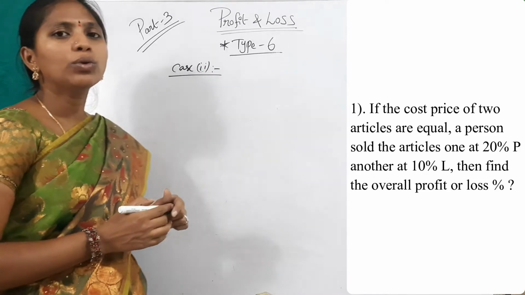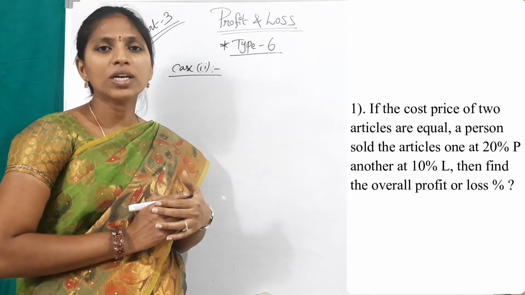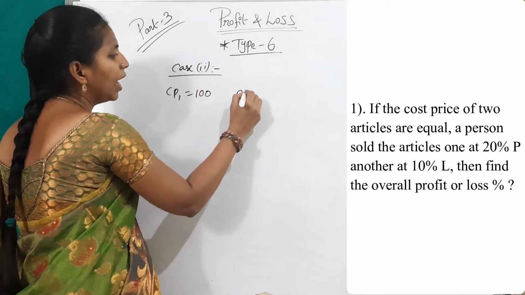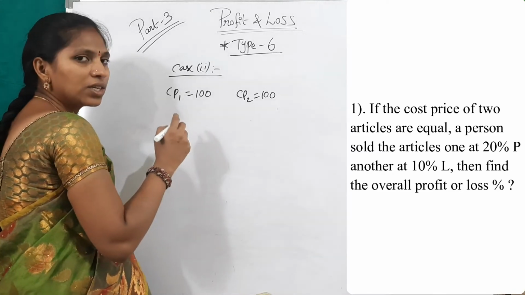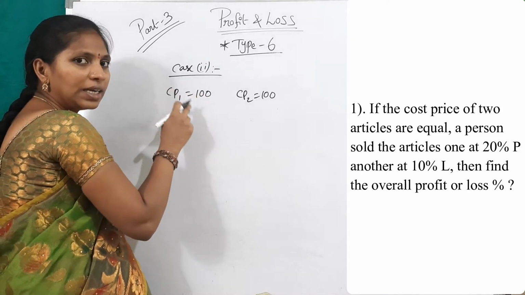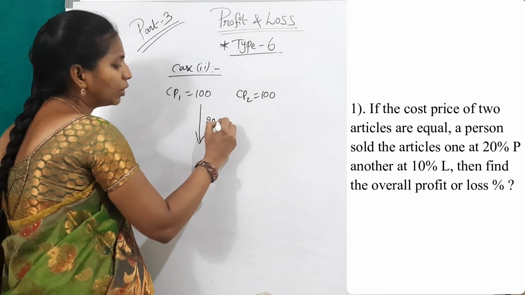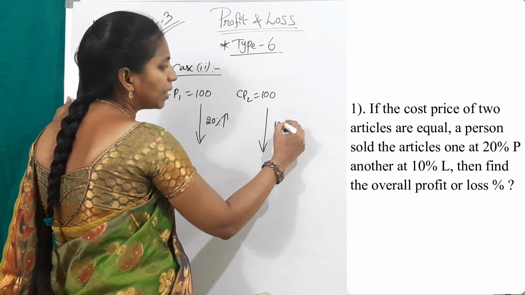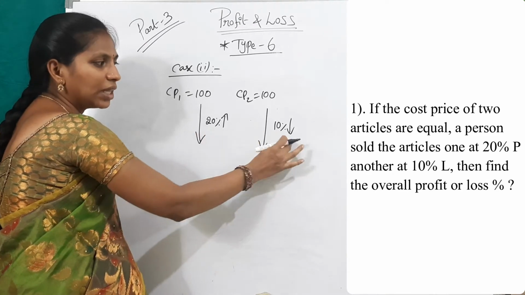Case 2 is if 2 articles are purchased for the same value, meaning cost prices are equal. Suppose CP1 equals 100 and CP2 equals 100, the same, and profit percentage is different from loss percentage. Meaning here the first article is sold at a profit of 20%, and the second article is sold at a loss of 10%. Here the percentages are different. One is a profit and the other one is a loss.